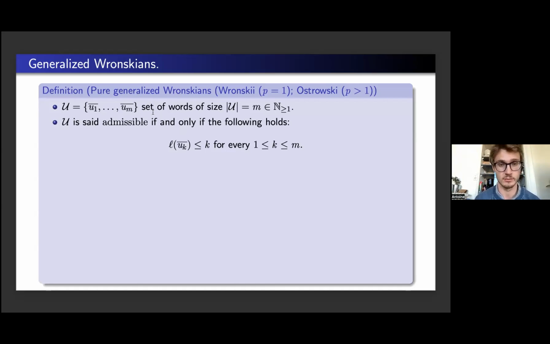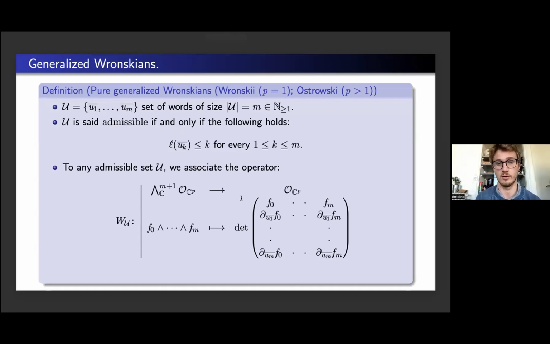We'll start by ordering the words of length 1 according to the lexicographic order, then of length 2 according to the lexicographic order, and so forth. Then we can check this condition and say whether or not the set U is admissible. That being said, to any such admissible set, we can consider the following operator.